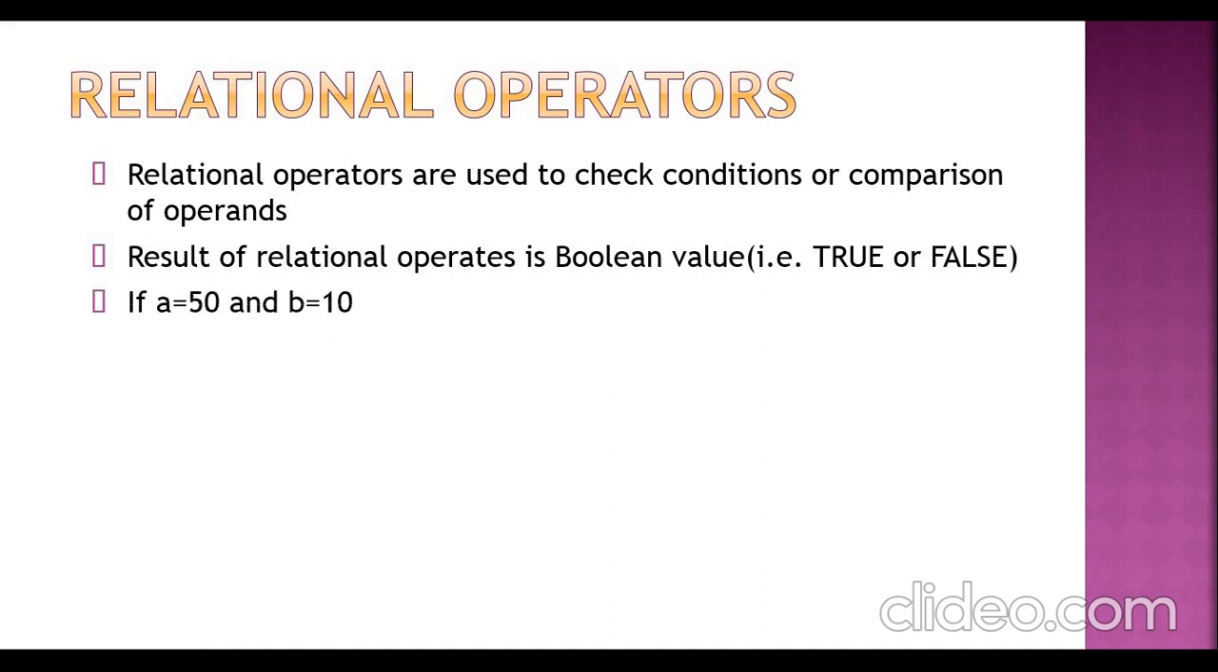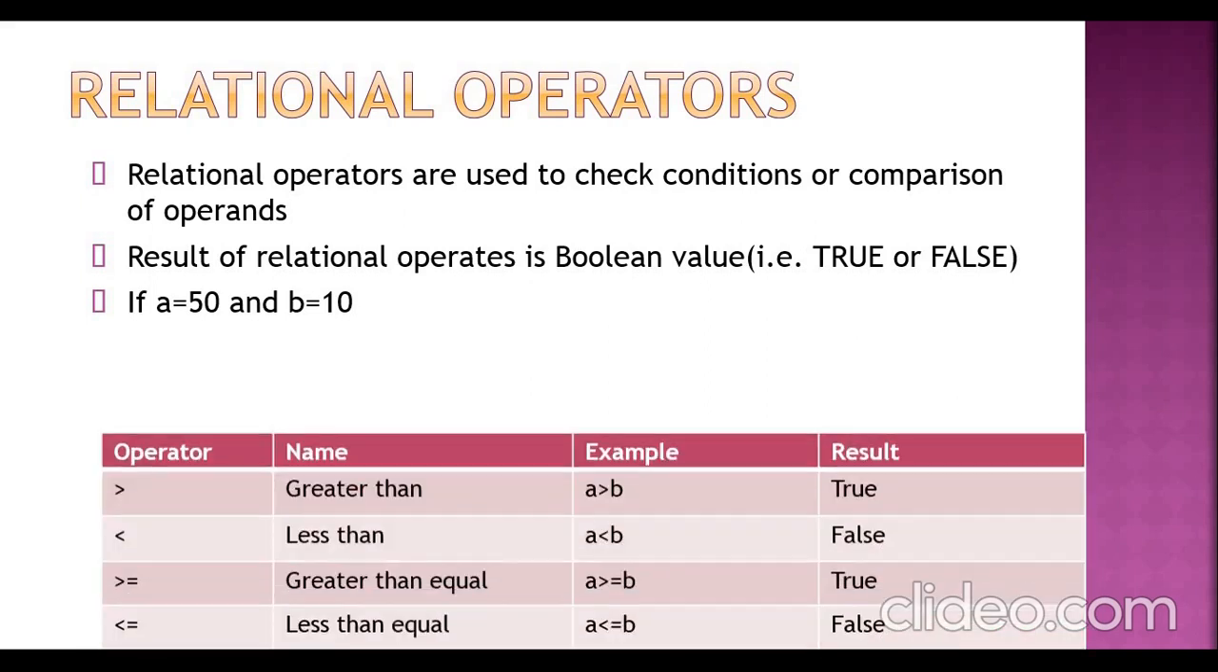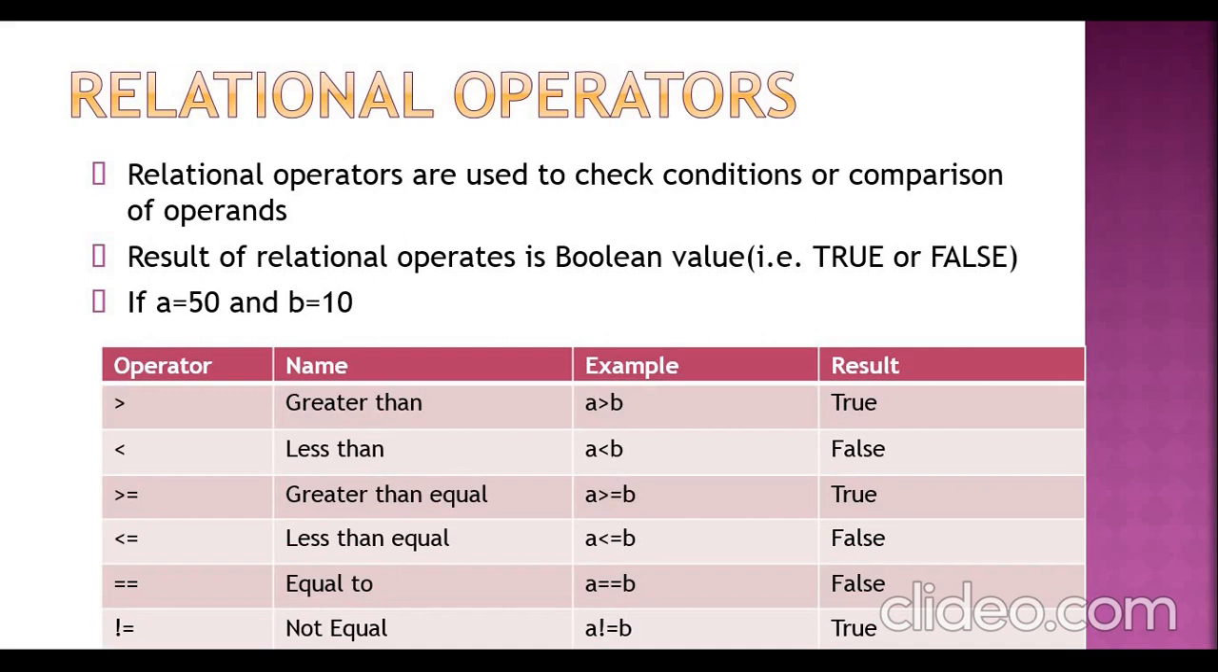Let us take the value of A as 50 and B as 10. So we have 6 different relational operators. The first one is greater than. It is indicated by an angle bracket. Example, A greater than B, that is 50 greater than 10. The result is true. Next one, less than, indicated by opening angle bracket. So, example, A less than B, that is 50 less than 10.